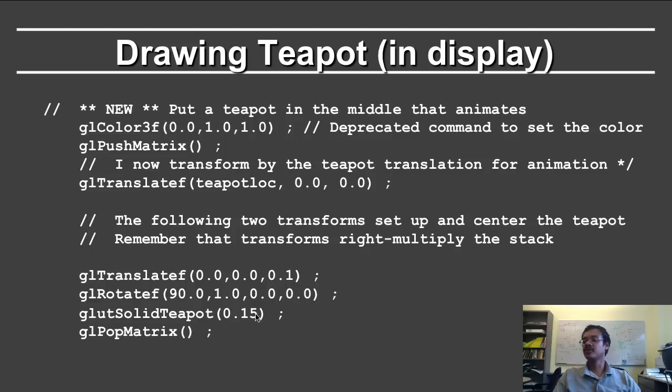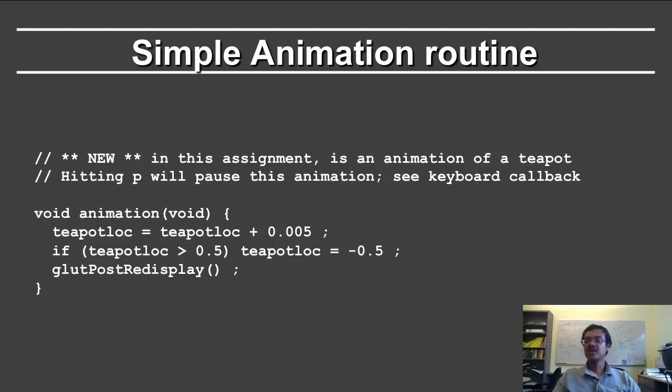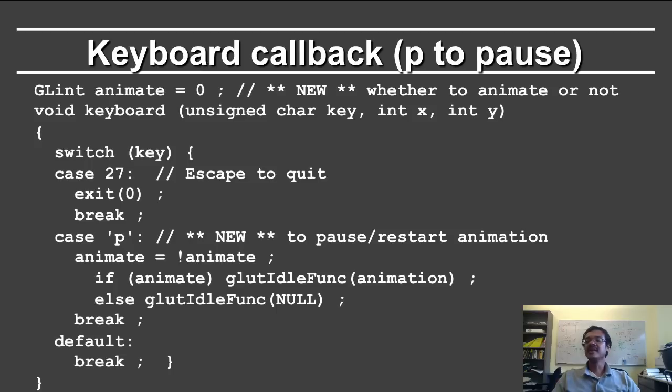This is the drawing command for the teapot. This gives the radius. And again, you push and pop around this entire block so that you don't affect other geometry. The animation routine is very simple. It just increments teapot location. And if it goes off the right edge of the screen, it resets it to the left edge. Remember, the glutPostRedisplay command tells OpenGL and GLUT to call the display routine as soon as it can in order to update.